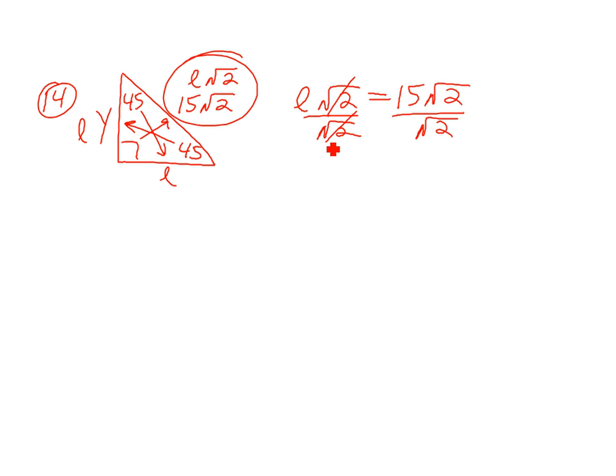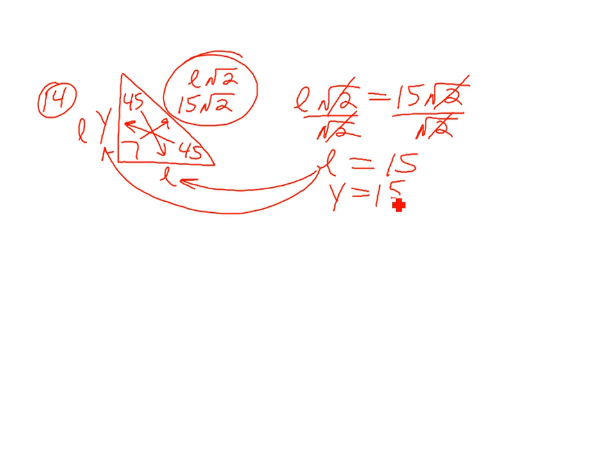These cancel out, and you're left with just L on that side. These cancel out, and you're left with just 15, so L equals 15. Well, that means that that side and that side both have to be 15, so y equals 15, and that is letter C.